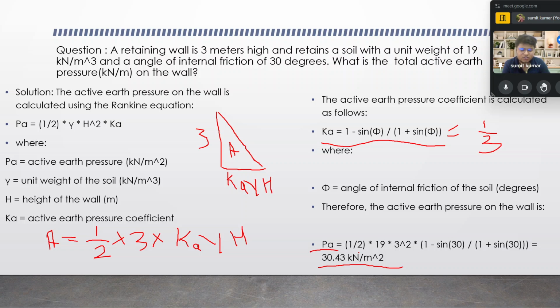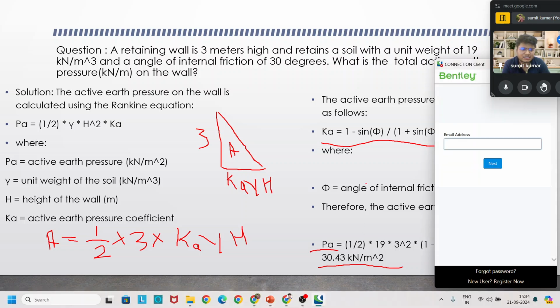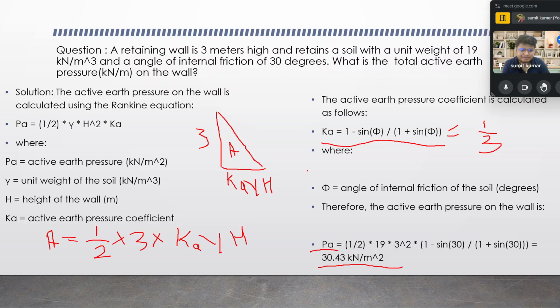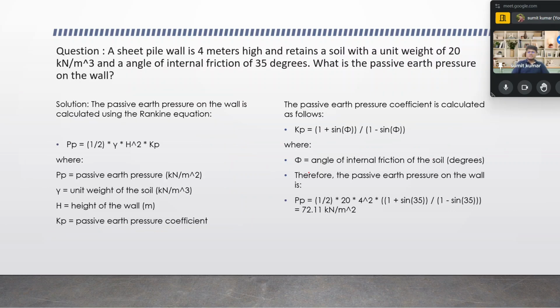So this is the very basic problem. I don't think anyone has any problem with this. Now we have the next problem. A sheet pile wall 4 meter height retains soil with a unit weight of 20 kilonewton per meter cube and angle of internal friction 35 degree. What is the passive earth pressure on the wall? The question is only about the passive earth pressure.